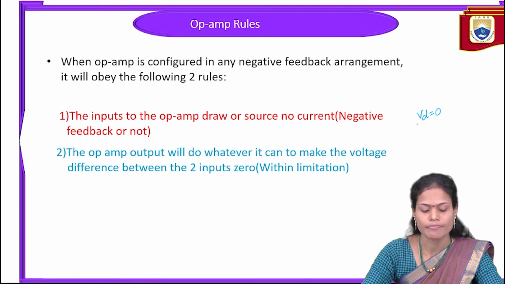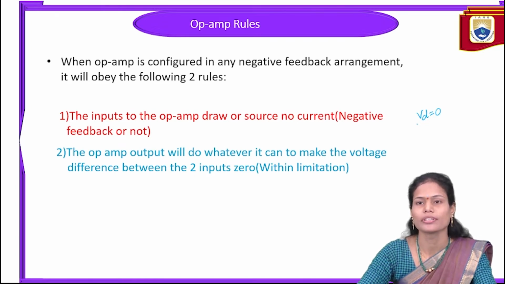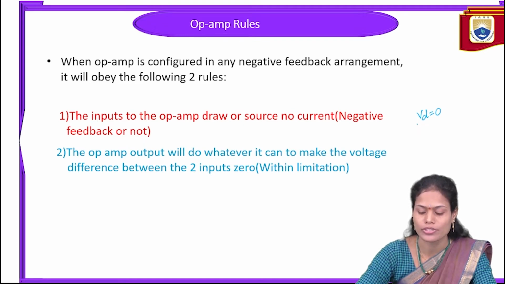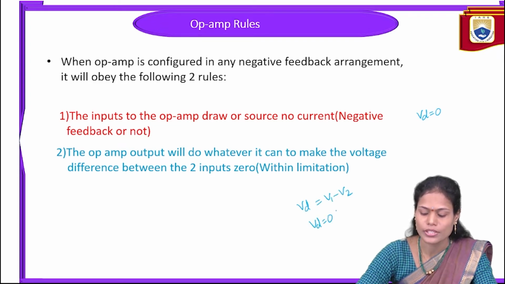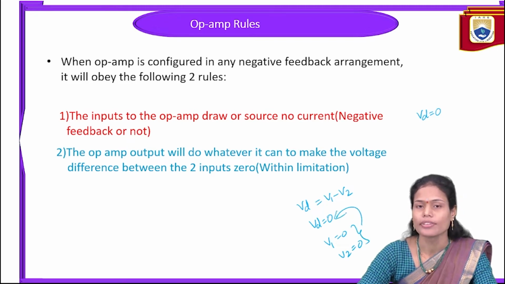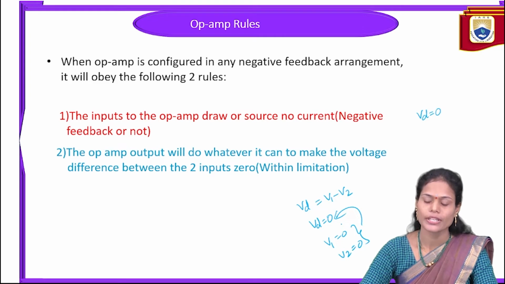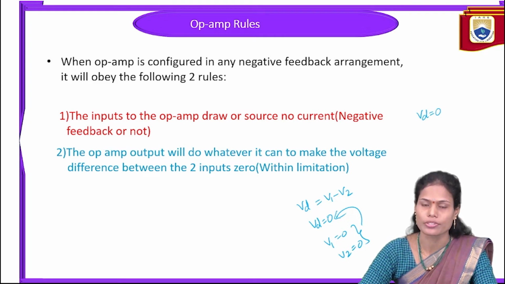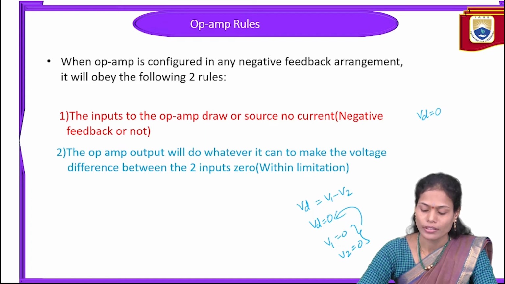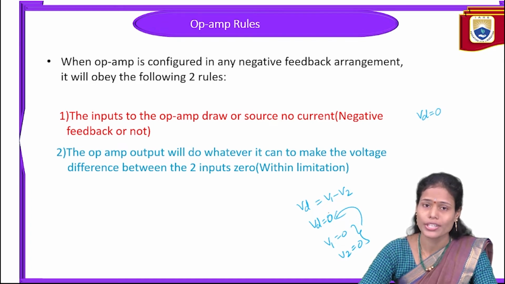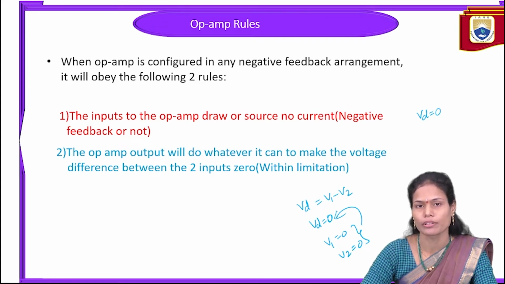And the second condition is that the output of the operational amplifier will do whatever it can to make the voltage difference between the two inputs zero. That is, Vd equal to V1 minus V2 should be zero. To make it zero, we need to apply V1 as well as V2 as zero. But in some cases, even if we apply both input voltages as zero, it shows some differential voltage. If we do not nullify this differential voltage when the input voltages are not present, it will produce an error at the output of the circuit.